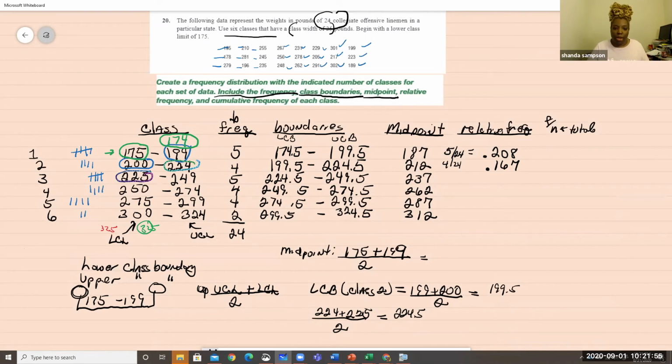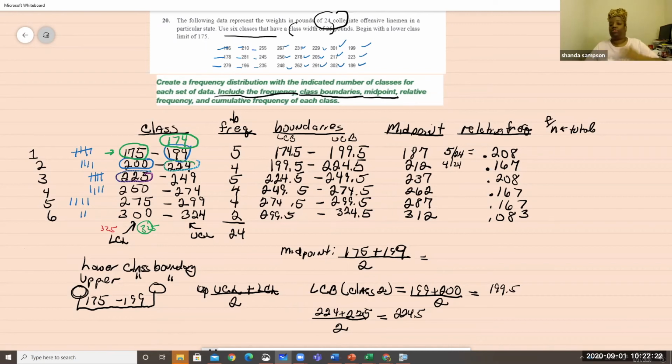So then we go down and we go through all of ours, just dividing it. I already know that 5 over 24 is 0.208 because I had it before. 0.167, 0.167. The only one I didn't do was 2 over 24, which is going to give me 0.0833. There you go.